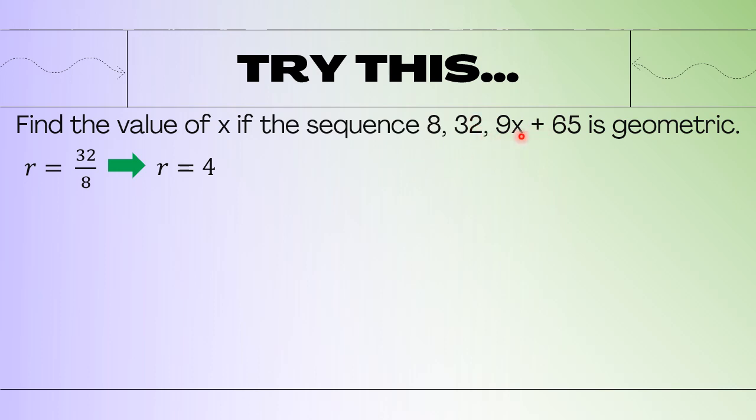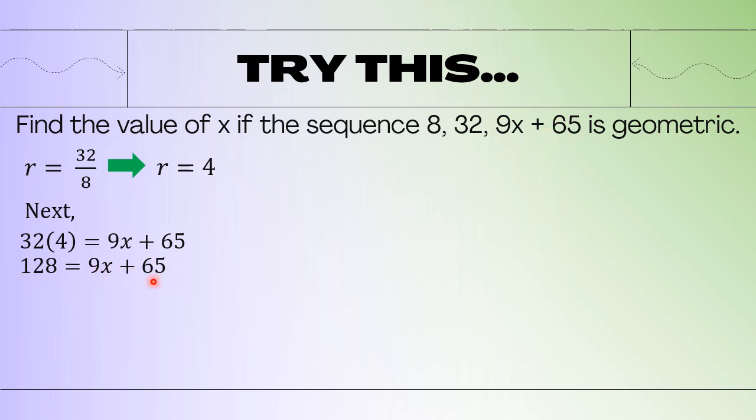9x plus 65, right? You can use that idea to formulate the equation, wherein 32 times the common ratio is equivalent to the third term supposedly. Right now, we don't know the value of that third term, but instead we have the expression, which is 9x plus 65. That's the equivalent of 32 times 4. Let us evaluate this. 32 times 4, that is 128. So supposedly, the third term here is 128. But it is expressed through 9x plus 65.